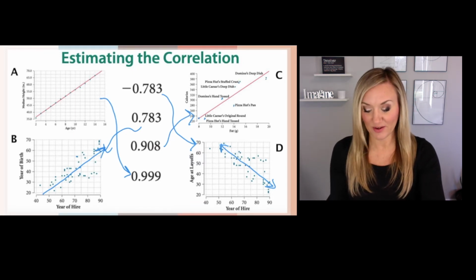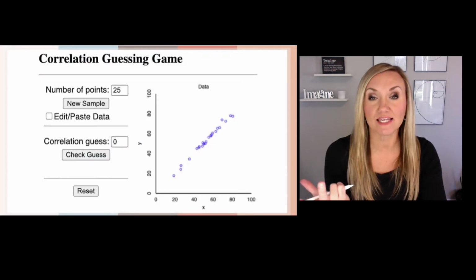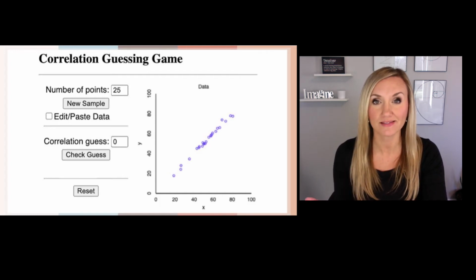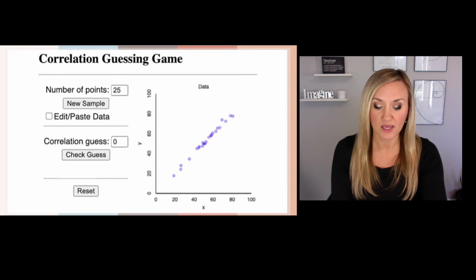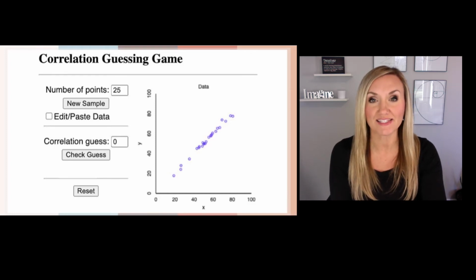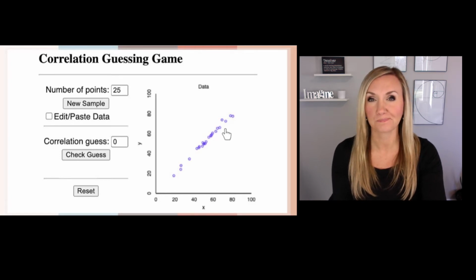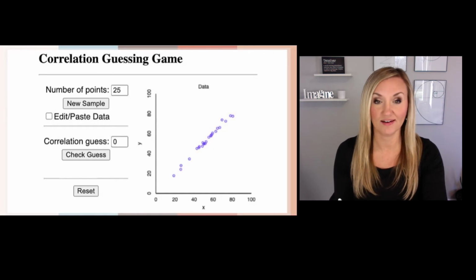All right, so let's keep practicing. Here is our guessing game. Take a look at this scatter plot and I want you to make a guess. Let's round to the nearest thousandth place, so three numbers past the decimal, and see if you can guess these next ones. Do you have an idea? Maybe even write it down, and then let's see how you do.